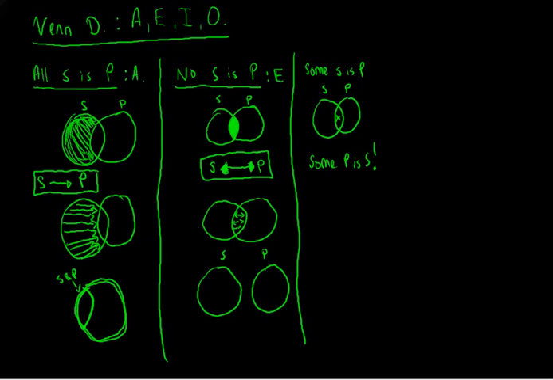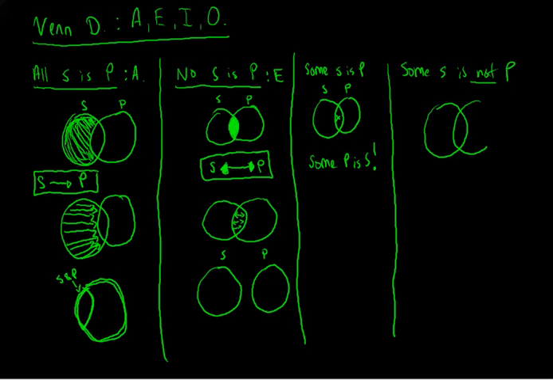So let's go to the negative particular case. So some S is not P. And I just want to underline this word "not" for a second before I draw this. So you want to draw these circles out here. You want to label them S and P, and then you draw an X here, right? And if you just read the sentence, some S is not P, right? It's not in P.